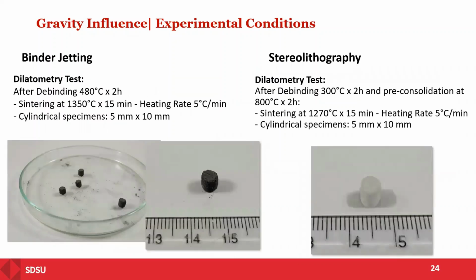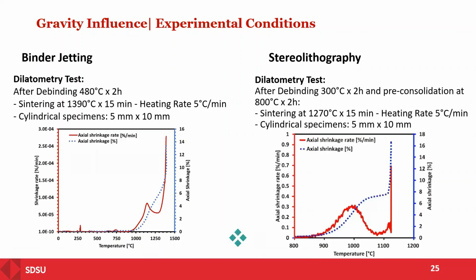So from that, we first needed to understand again the behavior of the material during sintering. So in this case we produced this cylindrical specimen to do a dilatometry test, to extrapolate what we call the viscosity of our material. We run the dilatometry test, and this is how our plot looks. This blue dotted line represents the axial shrinkage. The red one represents the shrinkage rate. This is how it looks between the two different materials and two different types of structure.